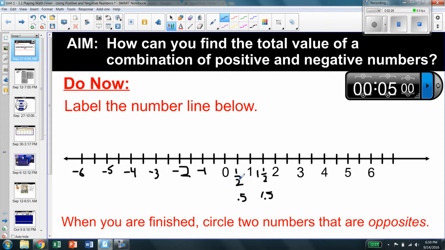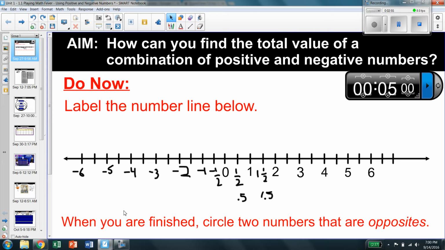Now, like I said before, think of 0 as a mirror. So if this is 1/2 right here, just to the left of it should be -1/2. And if we continue out in that fashion, we're going to get -1 and 1/2 here, -2, -2.5 here, -3, -3.5 here, and I think you guys get the picture.